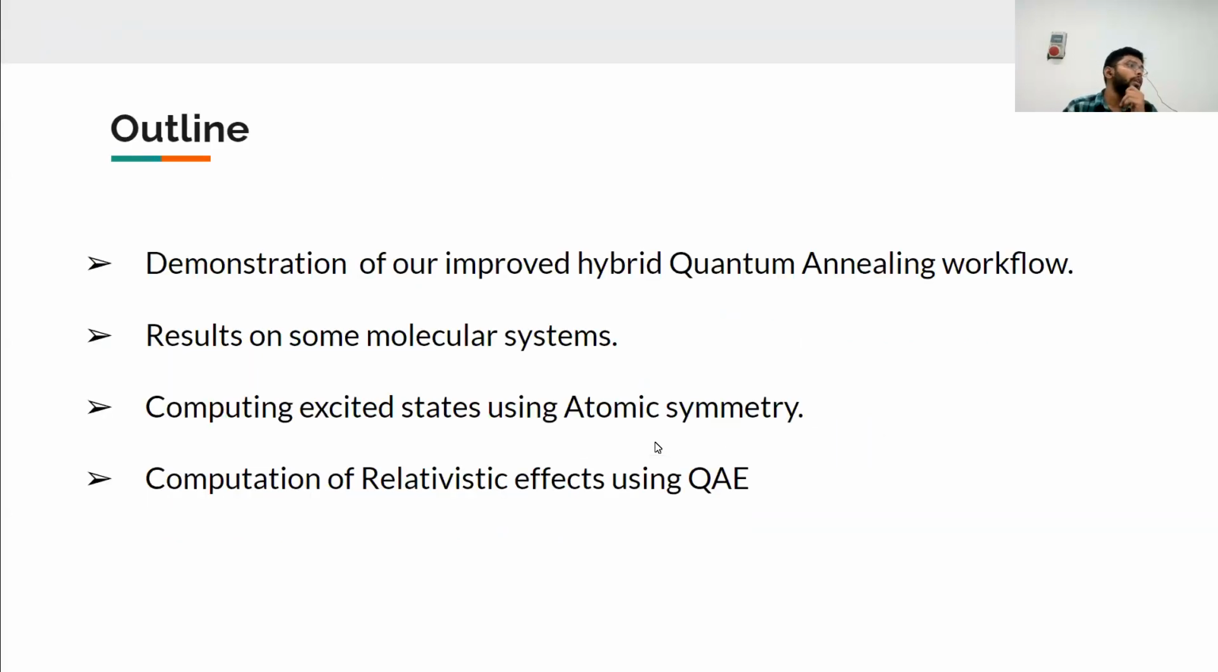So now I will explain what our work is. I will first demonstrate our improved hybrid quantum annealing workflow. Then I will show the results on some molecular systems. Then I will show how we can compute excited states, but using a different method of employing the atomic symmetries. And then I will apply our workflow for the computation of relativistic effects using this quantum annealer eigensolver.